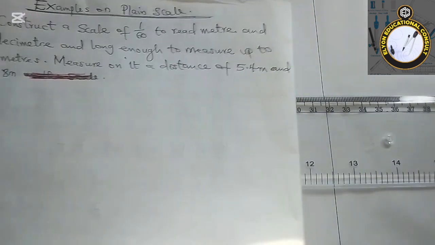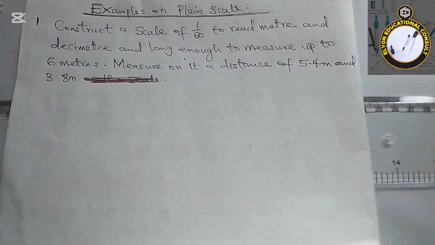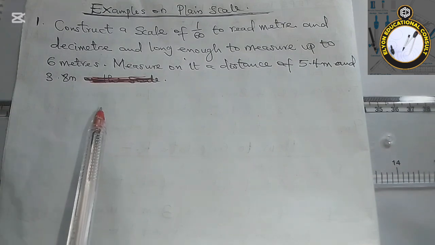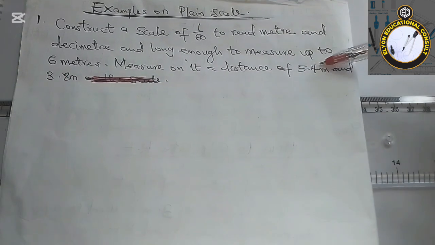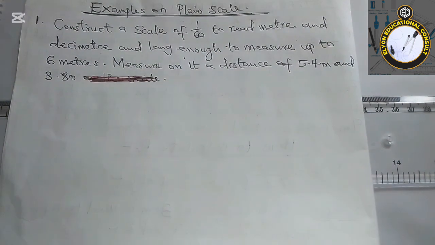Now, in my previous video I told us that when a question like this is given, we are told to construct a scale, we need to identify if the scale is a plane scale or diagonal scale. If you look at the question, it's not stated that we should construct a plane scale, but how do we know? You will see that the maximum unit of measurement is 2. We're only taking readings for meters and decimeters, and the readings we are to take are just 5.4 meters and 3.8 meters. So this will tell us that it's a plane scale.